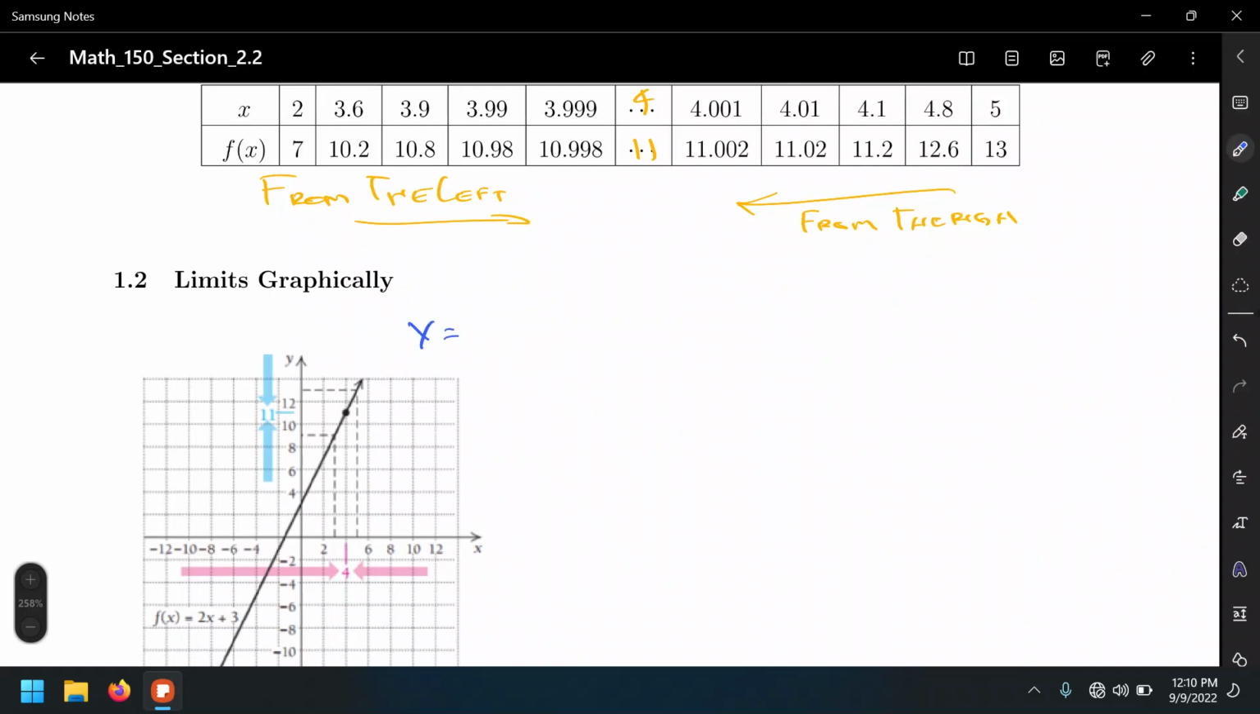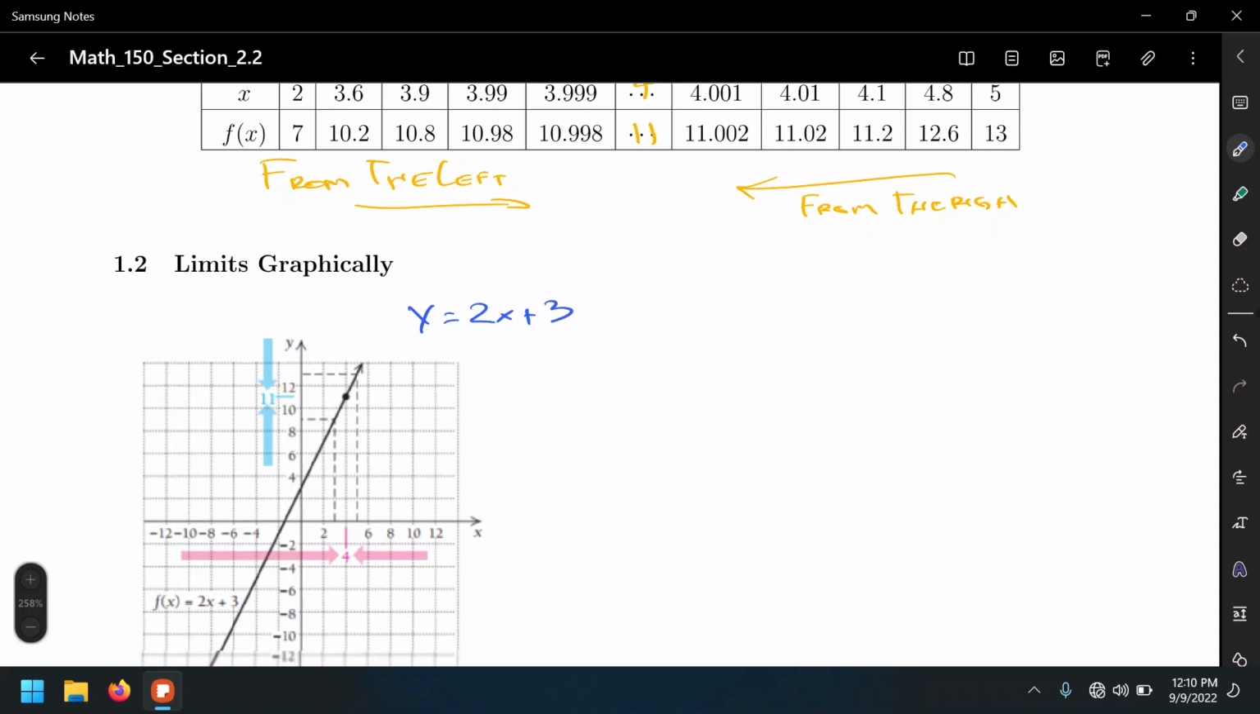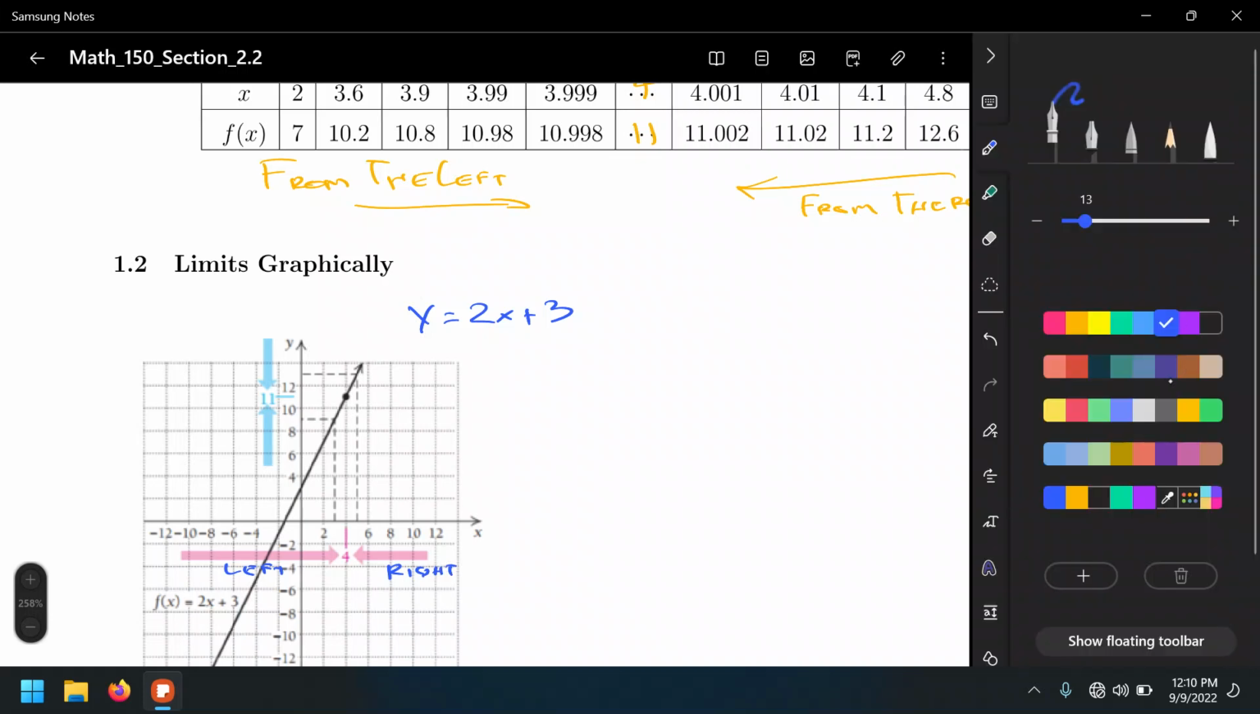y equals 2x plus 3. That's the graph right here. And well, let's observe the x's. From the left, we're approaching x. From the right, we're approaching from the other side. So we're going to approach x arbitrarily small from both directions. And the y value that we will be getting is, coincidentally, the value of f of 4, which in this case is 11.